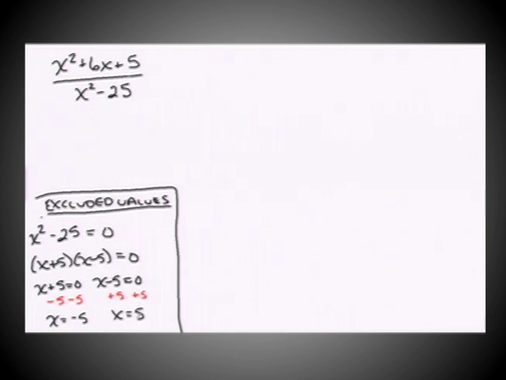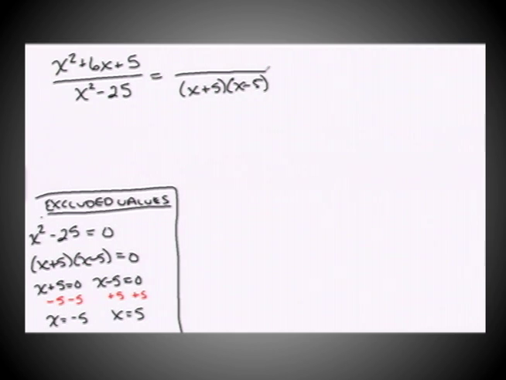So these are excluded values, meaning these are values that you cannot plug into this rational expression because it will create 0 in the denominator. But let's go ahead and proceed with simplifying this rational expression and showing the situation where you might be tempted to divide terms. So, the first step in simplifying a rational expression is to factor the numerator and the denominator. Well, we already know that the denominator is factored as x plus 5 times x minus 5.